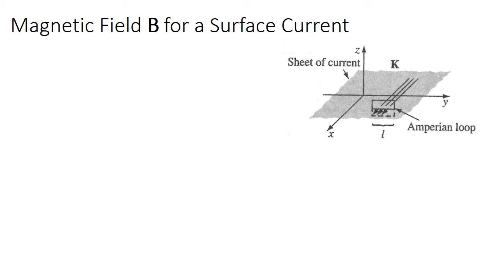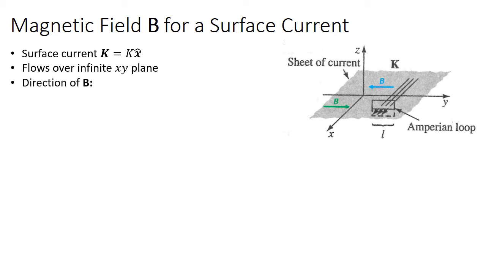Another example that we can consider is one where we have a magnetic field that is produced by an infinite uniform surface current that flows in the xy plane in the x direction. It's shown here. The surface current density K is equal to K in the x hat direction. So it flows, as I said before, over the infinite xy plane.